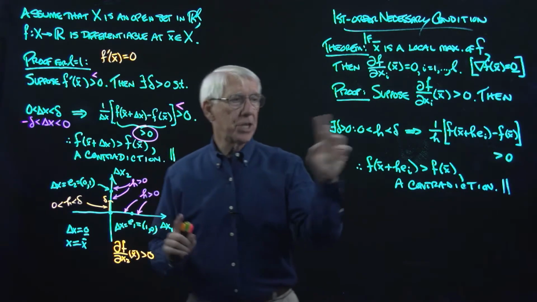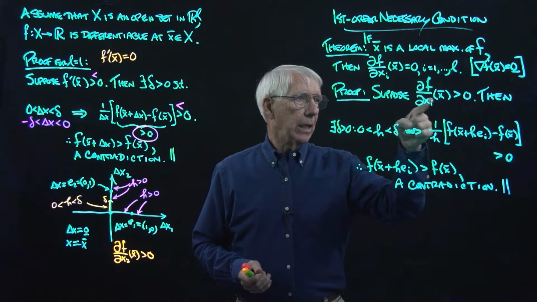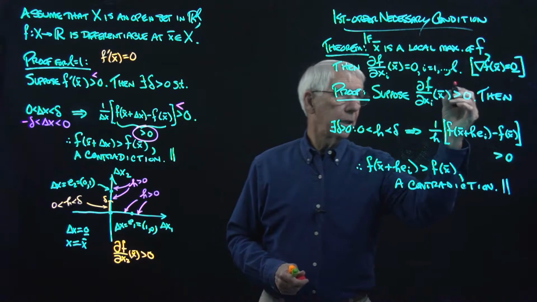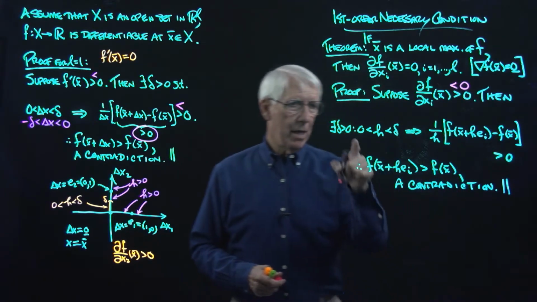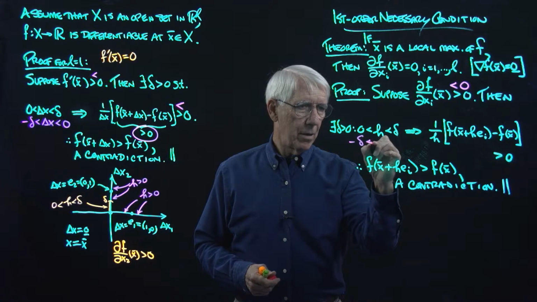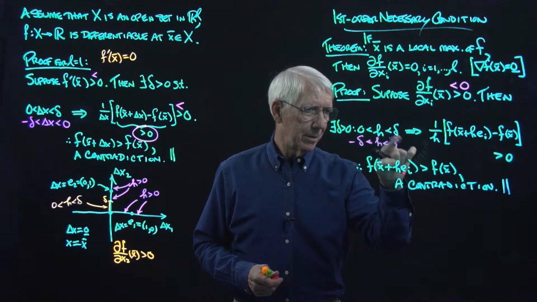And we can do the same thing here as we did over here by saying if the partial derivative is negative, and in fact, maybe I'll just do that here. If the partial derivative is negative, then there exists a delta such that h, whoops, there should be a 0 here.